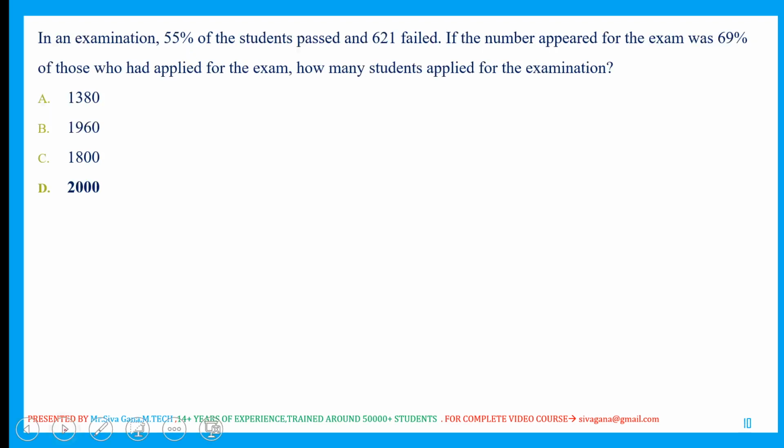In an examination, 55% of the students passed and 621 failed, which means 45% failed. That is nothing but 621. If the number appeared for the exam was 69% of those who had applied for the exam. Those who had applied for the exam.